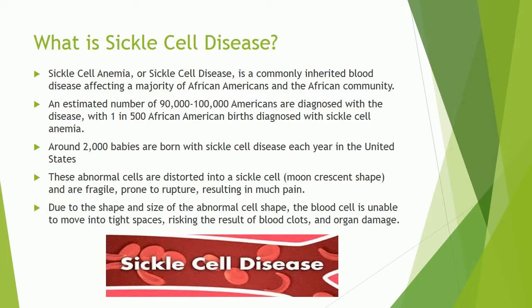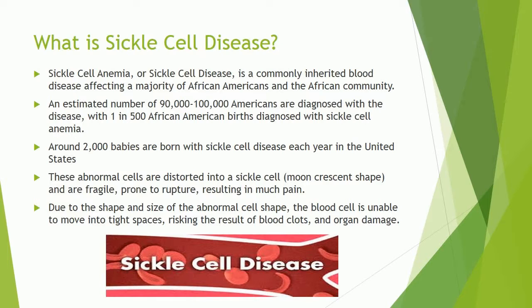Sickle cell anemia, or sickle cell disease, is a commonly inherited blood disease affecting a majority of African Americans and the African community. An estimated 90,000 to 100,000 Americans are diagnosed with the disease, with 1 in 500 African American births diagnosed with sickle cell anemia. Approximately 2,000 babies are born with sickle cell disease each year in the United States.